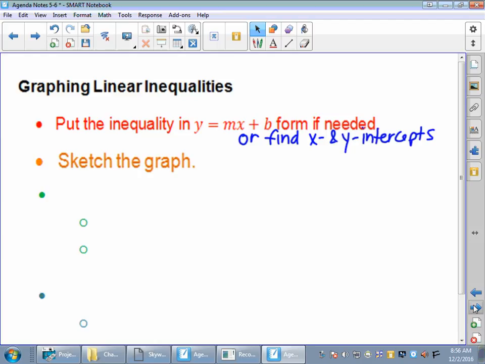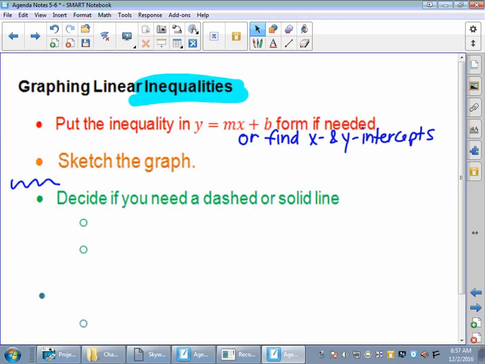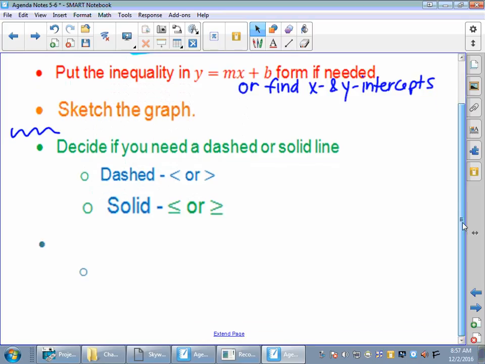However, here's where things start to differ. I'm going to put a little squiggle right here. Because usually in chapter 4 and before, we would just connect the dots, put arrows on either end, and we're good to go. Well, now we need to think about this as an inequality. So you know how when we graphed inequalities on the number line, we had open and closed circles? Well, when we graph lines on a coordinate plane that are inequalities, we need to decide if we've got a dashed or a solid line. Same rules apply. If it's solid, it's going to have the or equal to, the line underneath it. If it's dashed, it's just a less than or a greater than.